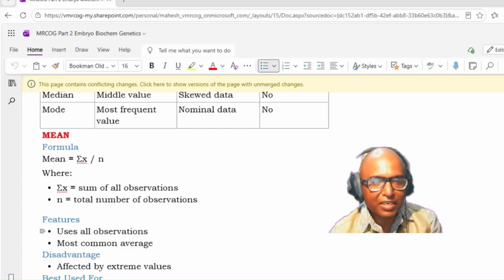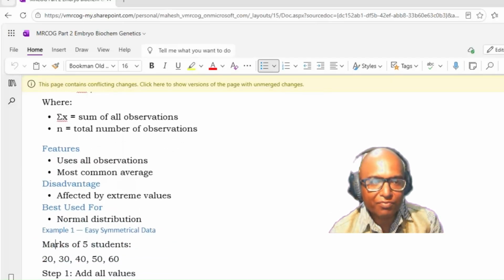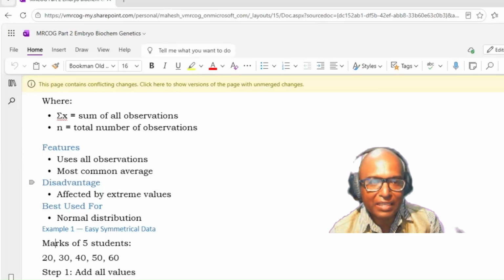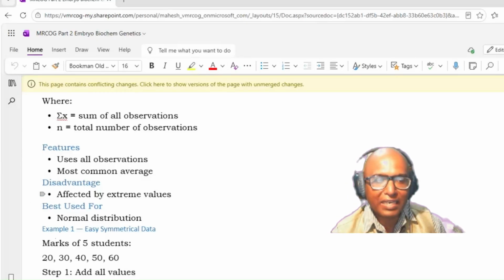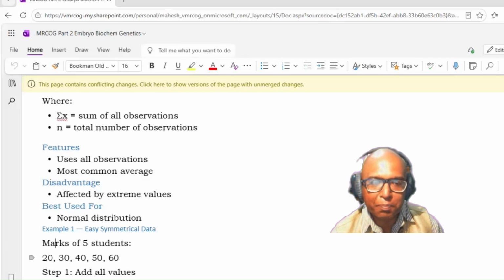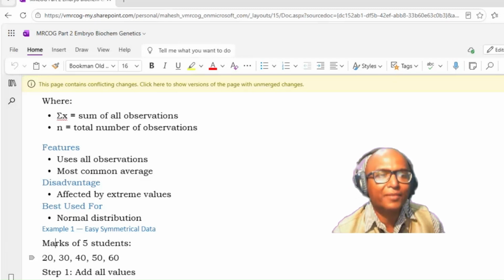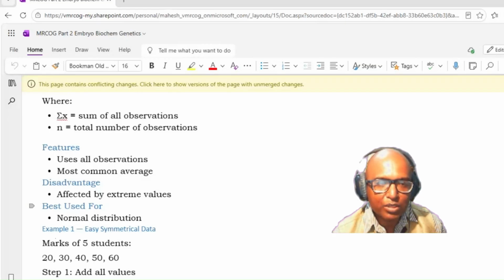Okay, so the features of this arithmetic mean are that it uses all observations and it is the most common average. But the disadvantage of calculating the mean is that it is affected by extreme values. Suppose your data set is 20, 30, 40, 50, 60, and then you get values like 200, 300 and add them, your mean will be affected. Because most of the values are in this range, and suddenly you have got one value of 250, your mean will get affected. It will be pulled towards the higher side. So it is best used for the normal distribution or symmetrical type of data. If you have that, then the mean is best.